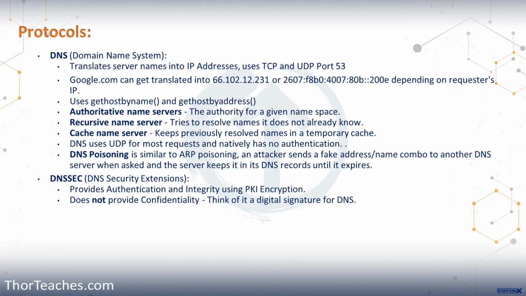And what DNS really does is it translates a server domain name into a real IP. You can remember it from the Google example earlier. We don't type the IP into our browser. We type thorteaches.com, and then DNS resolves that into the actual address. And remember, DNS uses TCP and UDP port 53, and it uses getHost by name or getHost by address when it sends the request. The authoritative name server is the authority for a given namespace.